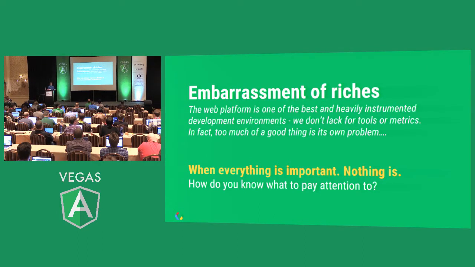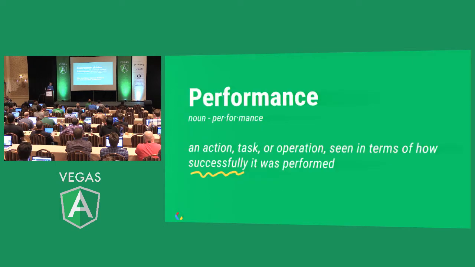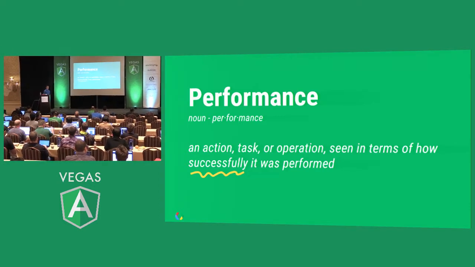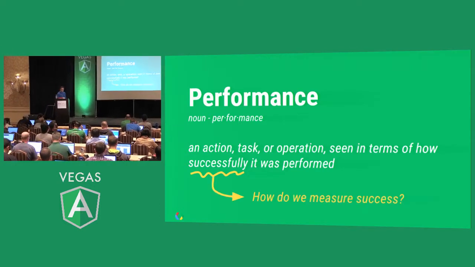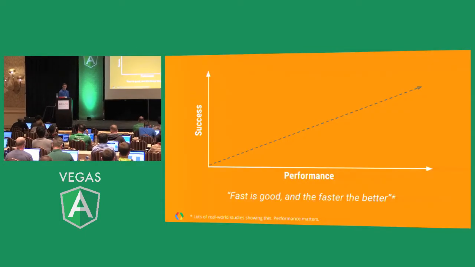And that, in fact, is the biggest challenge and problem that I have to deal with when I start working with a new project. It's like, let's define performance. Let's define success, right? So let's actually do that. So what is performance? There are many different definitions. This particular one is one of the more vague ones, but I actually like it because it defines performance as something that is seen in terms of how successful it was performed, right? So the obvious question is like, what the heck is success for my application? And how do we measure success? So let's do that, right?